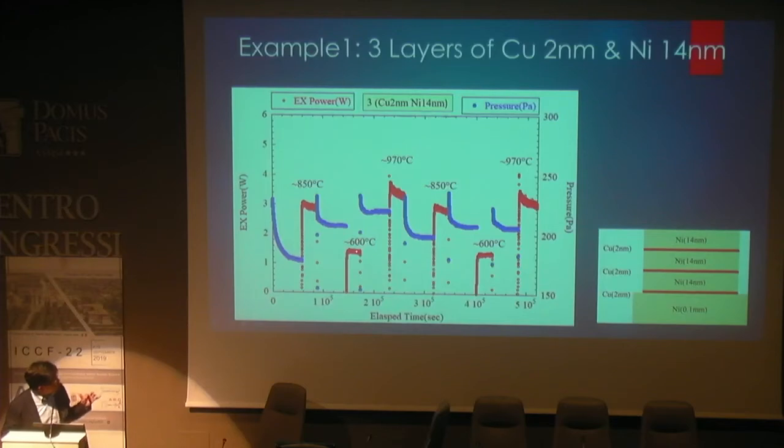About 600 degrees, we get 1.2 watt excess power. And after that, if we input about 25 watt, about 970 degrees centigrade, we get 3 watt of excess power. And we repeat this process, and we check the reproducibility for this experiment.